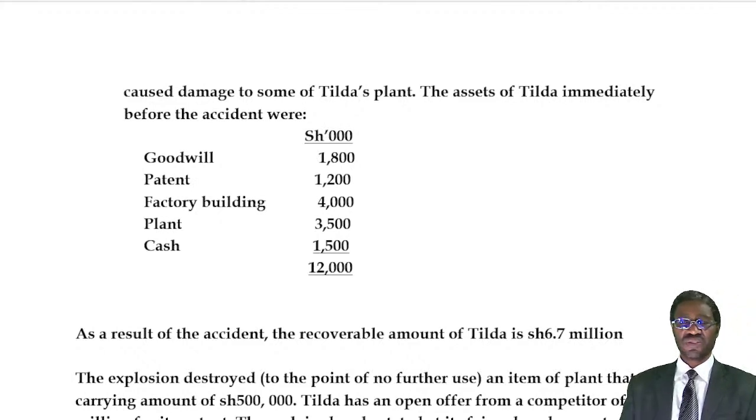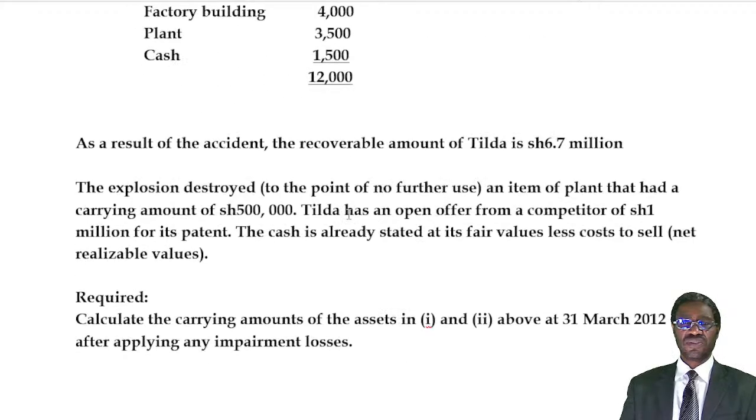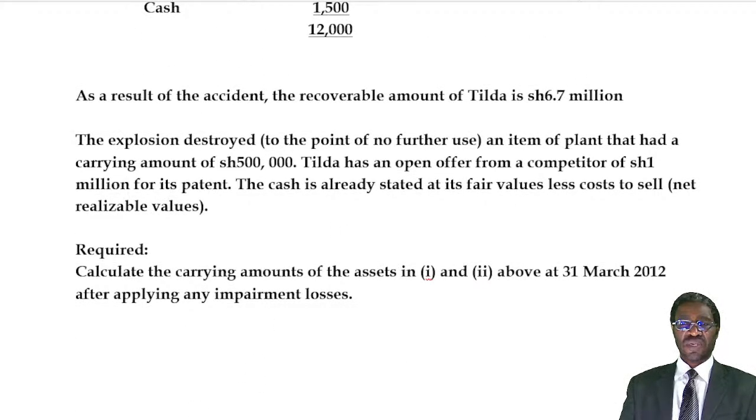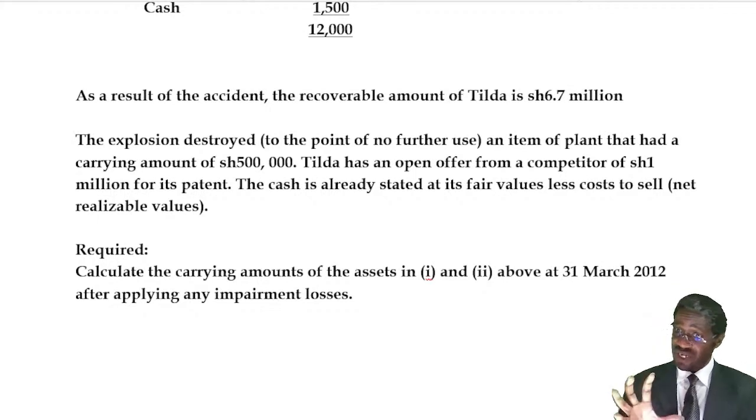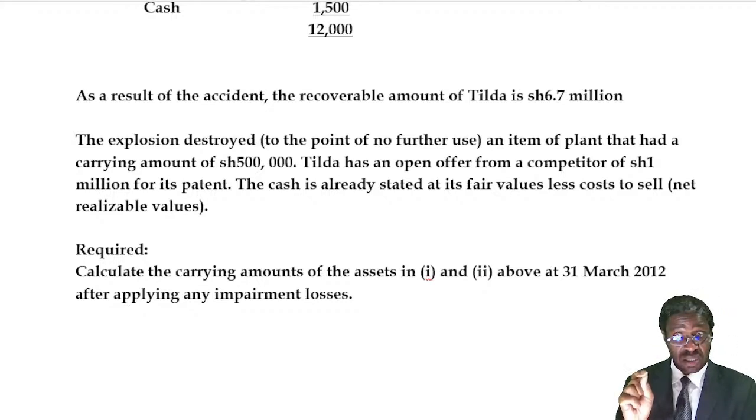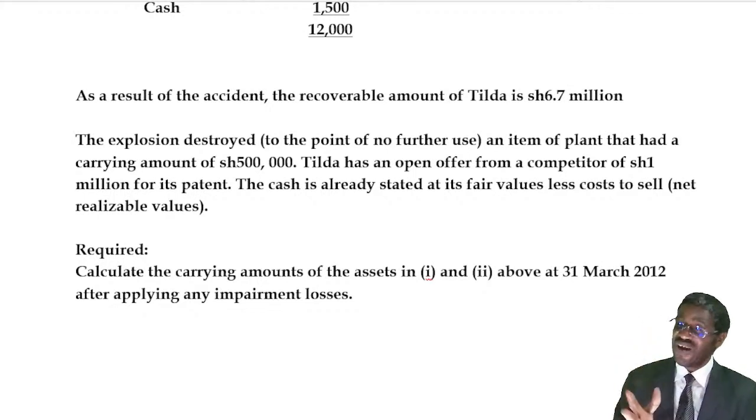Then you are told, as a result of the accident, the recoverable amount of Tilda is 6.7. So this time, listen, you have been given the recoverable amount. You don't have to calculate it like we have done in the first case. It's already given. You don't get the present values, you don't get the net realizable value, so that you compare the two. That is already given.